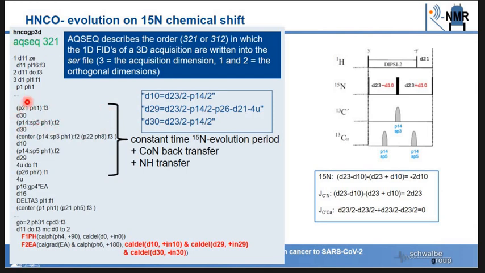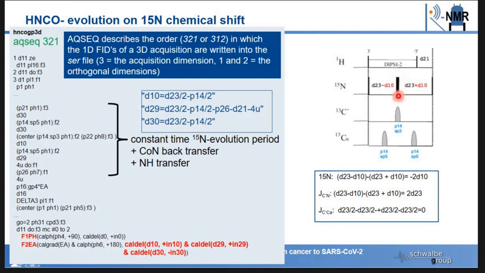So I would like to look a little bit at this part of the pulse sequence, just as an example, how this would look like in the pulse sequence programming. So this was the part where we are on the nitrogen. We are on the nitrogen chemical shift, and we record the nitrogen chemical shift. And basically what we do is, for the nitrogen chemical shift, we record this during the time D23 minus the time D10. It's always a delay, it's always a time, minus delay D10.